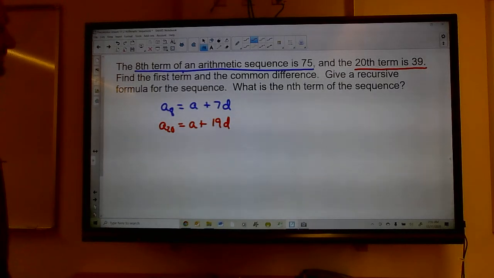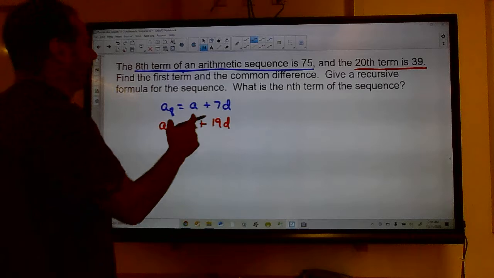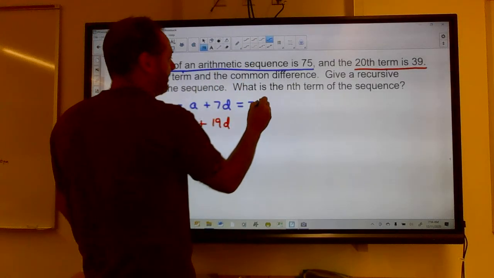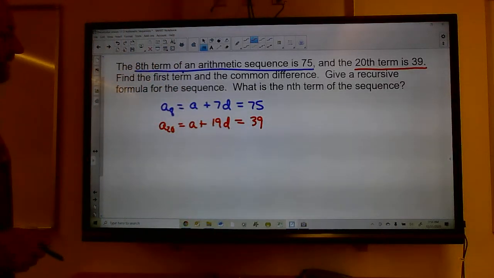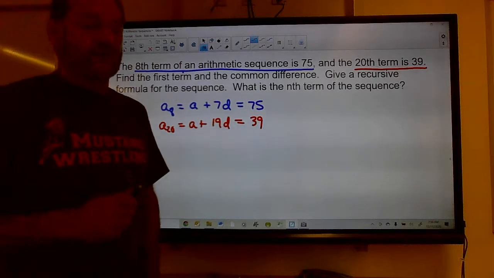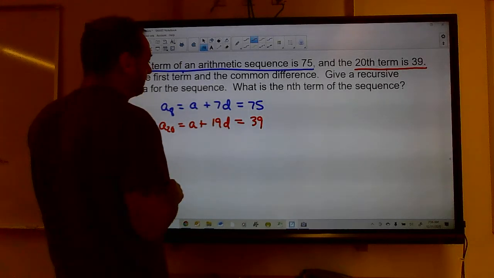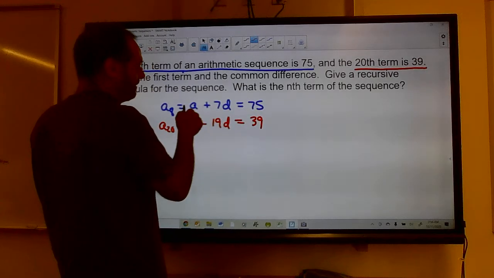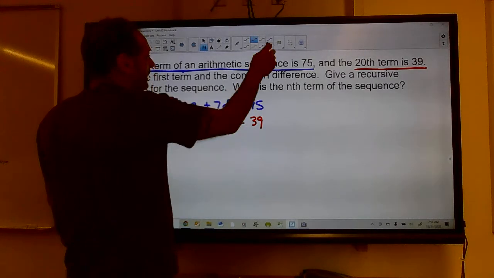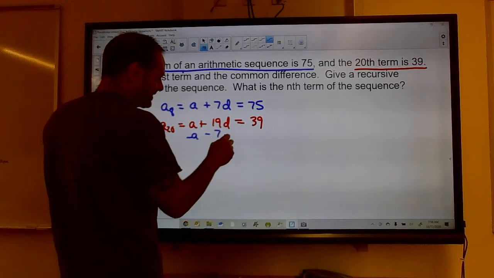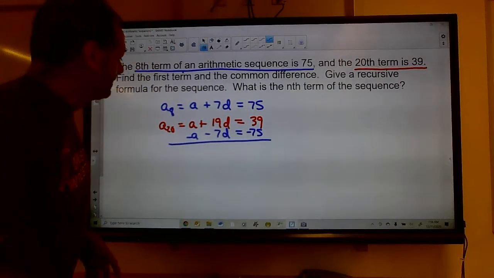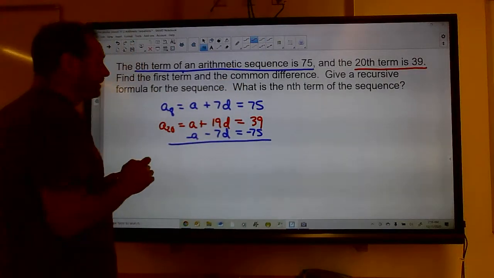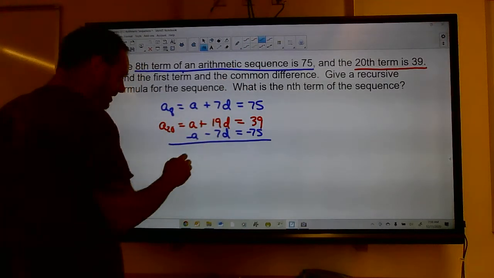And I know that this is 75, and I know that this is 39. Now, I have 2 equations and 2 unknowns, so I can solve this. I would probably do it using elimination, so I would take this equation and multiply it all by -1. I would get negative a minus 7d equals negative 75. And I'd add it to this one, and the a's are going to go away.